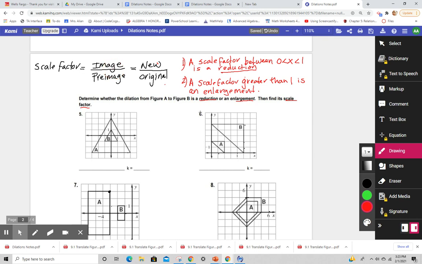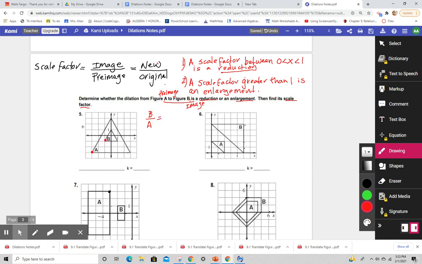Since they want us to determine whether the dilation from figure A to figure B, since we're going from figure A to figure B, that means figure A is the pre-image and B is the image. So we're trying to find the ratio of B over A. How do we do that? We just pick two corresponding points. I'll pick this point here, and the point that corresponds with it is this point right here. So these are the two corresponding points that I can use to find the scale factor.